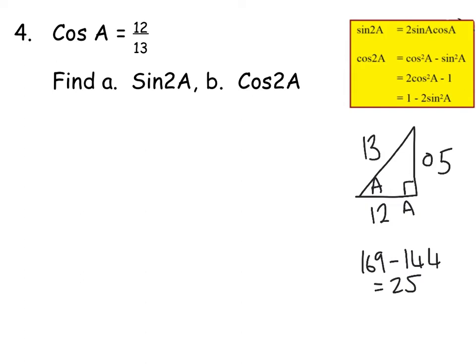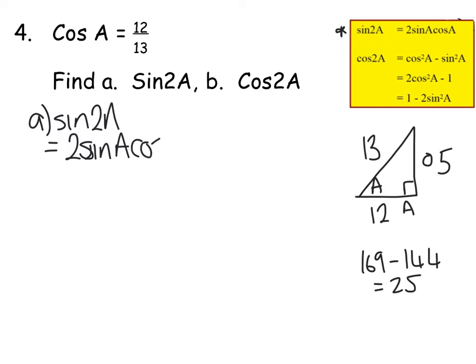Right, so from there, they want to know what sine 2A is. So sine 2A, using the expansion up here, I'm just going to write this out again. Sine 2A we then write as 2 sine A cos A. And then we substitute in the correct fractions. So sine A would be opposite over hypotenuse, which is 5/13. And cos A was 12 over 13. We were given that one already.